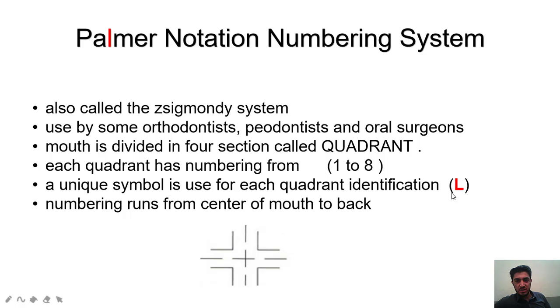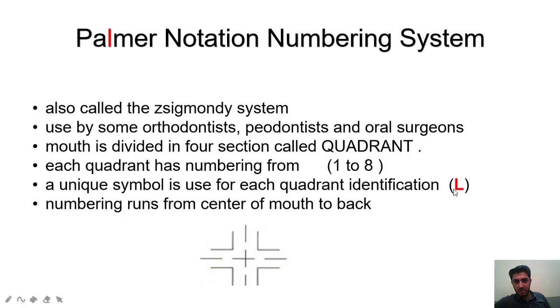Each quadrant is represented by a unique symbol that is known as L. So here in the Palmer notation, the L is present. If somebody tells you about the Palmer notation, you must remember that the L is there, so it is the L system. And each quadrant contains from 1 to 8 teeth.